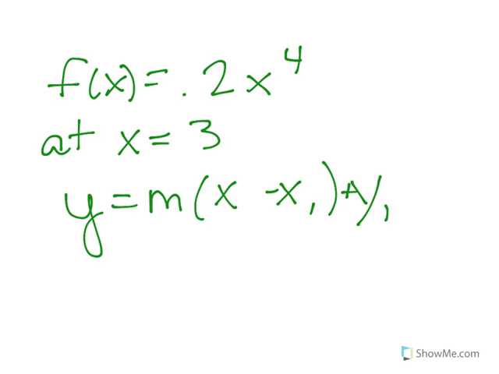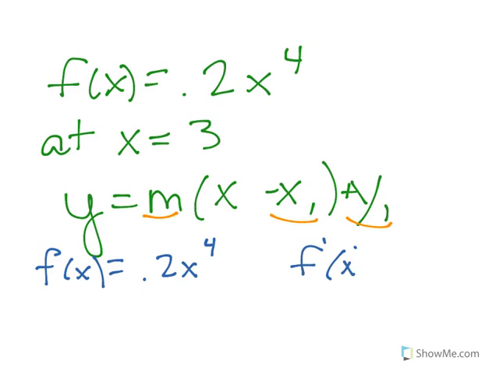So essentially what I need is a point, I need an x value to enter in and a y value to enter in, and I need a slope. And everything is in front of me actually to find those. The f of x will give me the y value, and the derivative of f of x will give me the slope. So f of x is 0.2x to the fourth.